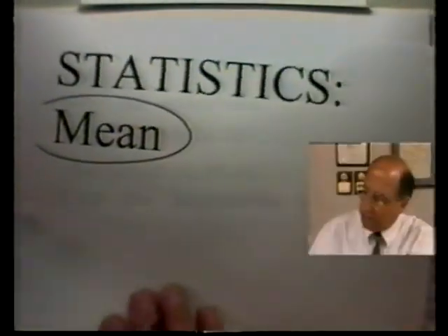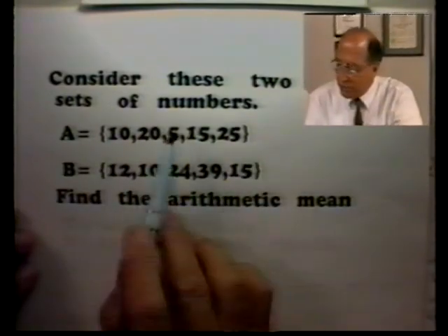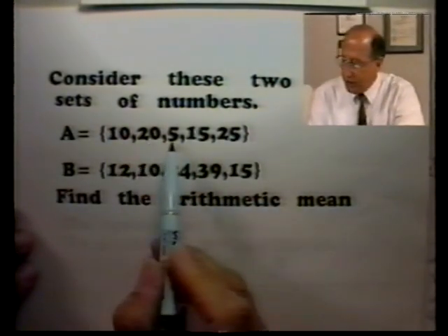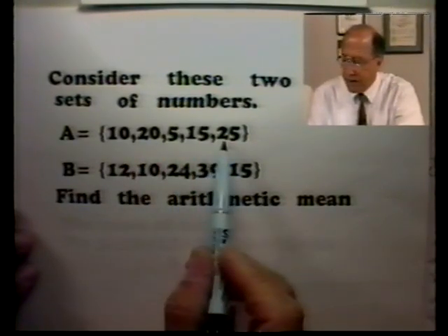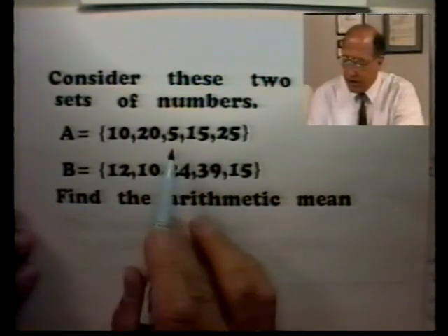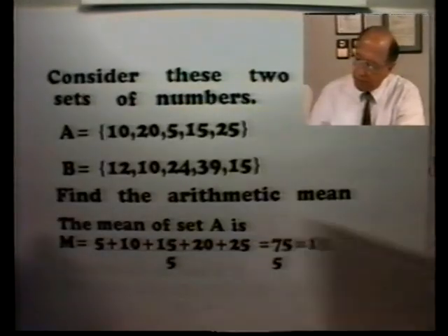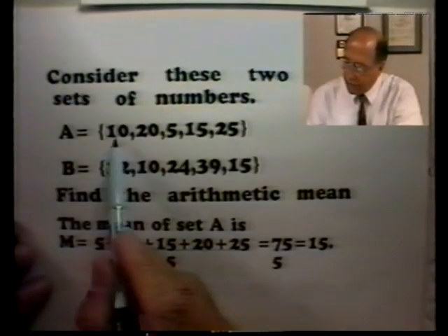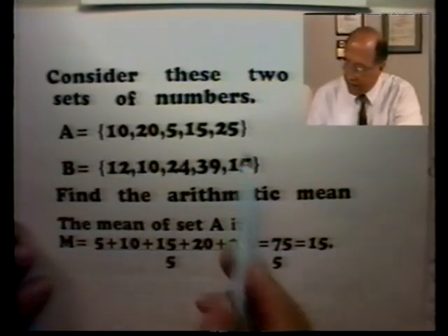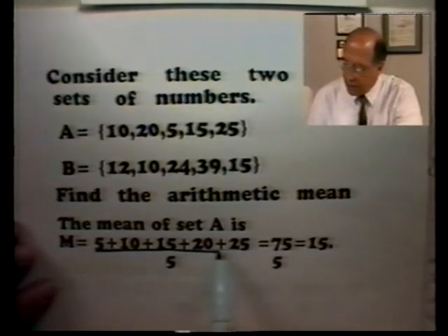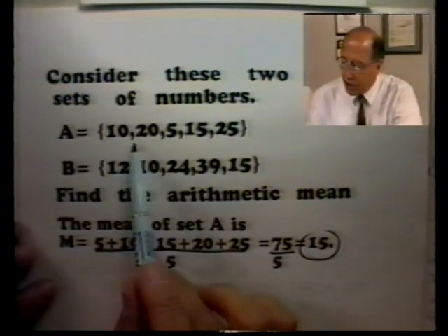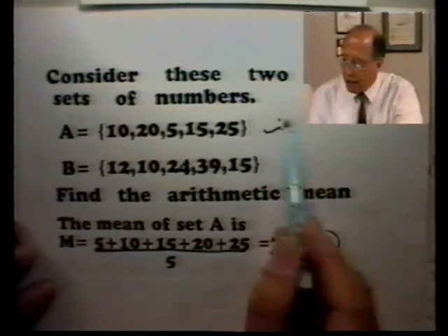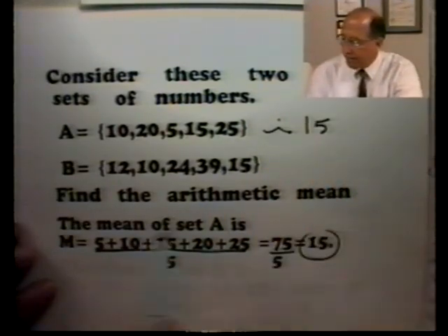Let's take an example. Consider these numbers right here, 10, 20, 5, 15, and 25. Now, we are asked to find the mean. To find the mean for this data, this is what we're supposed to do. We take all of those 5 data, put them together and divide by 5. That will give you 75 over 5, which is 15. So the mean or the average of this score is 15.